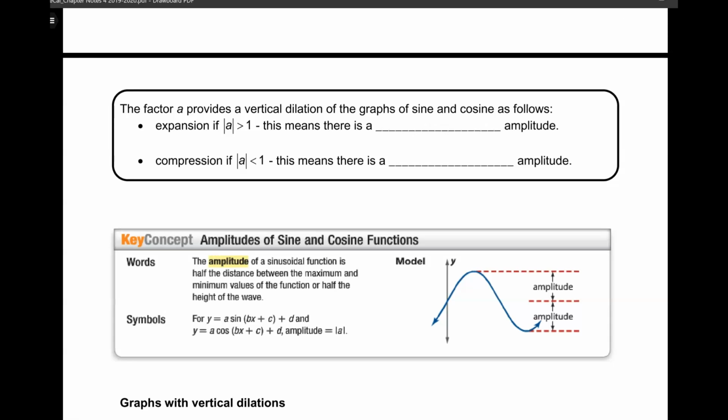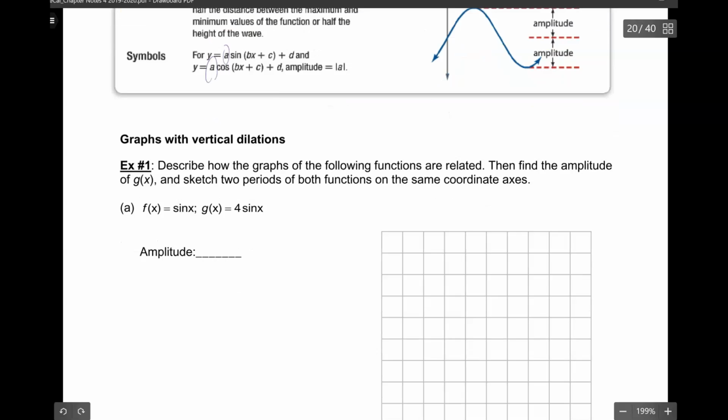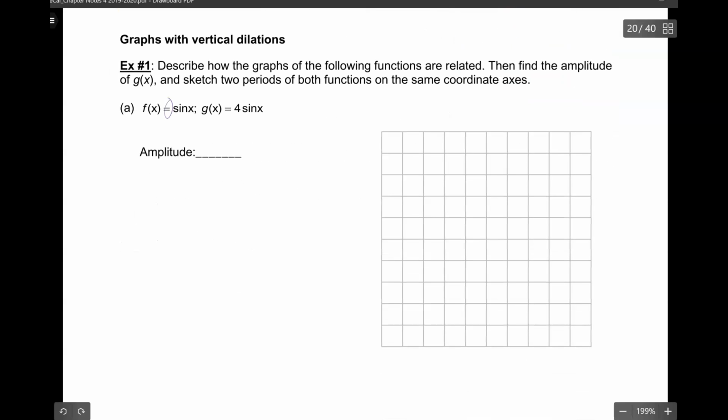Okay, the factor A provides a vertical dilation of the graphs of sine and cosine as follows. So if the absolute value of A, the number in front of cosine and sine, is larger than 1, this means there's going to be a larger amplitude. And if it's less than 1, it means there's going to be a smaller amplitude. So notice I'm doing absolute value, because if it's a negative in front, it's going to be a reflection. It will be flipping. So here, the difference is I'm going from an amplitude of 1 to 4. All right, so let's go ahead and draw out our axes.